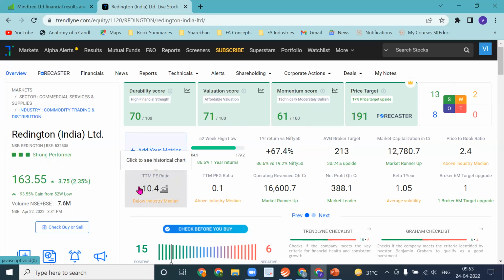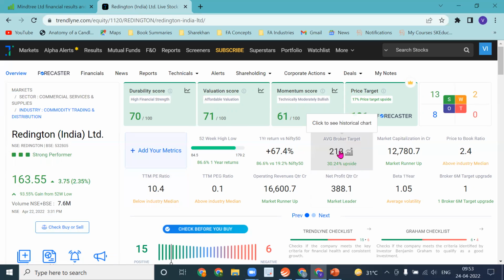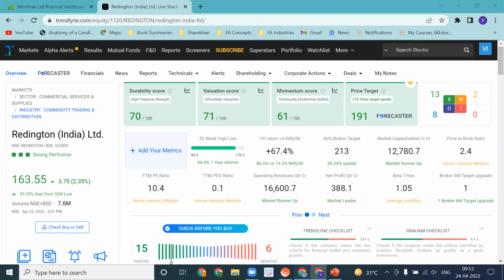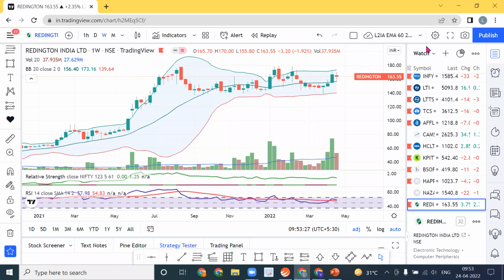And the PE ratio, you can see last 12 months trailing PE is just 10.4, whereas the industry PE is always high. So what is the average broker target? The average brokers are thinking that it should go up to 213. I am holding this stock. This is a good stock. I took this example to show you the idea. You should always look at both the things.